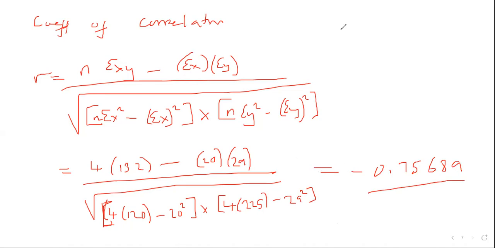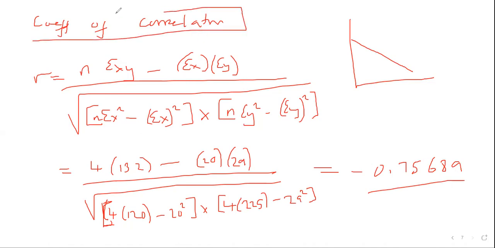So if your b is negative, obviously your r is negative. You saw how the curve was downsloping. We even illustrated it there. So our r, which stands for the coefficient of correlation, is negative 0.7568. To interpret this, it means x and y are what? Negatively related, or x and y are inversely related.